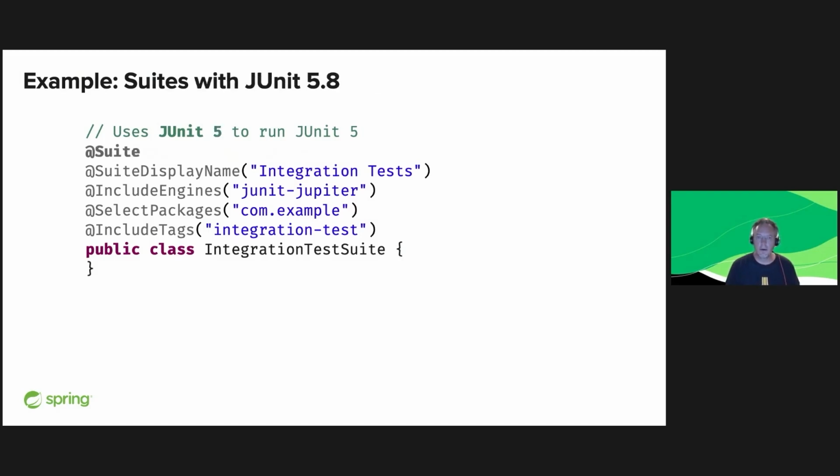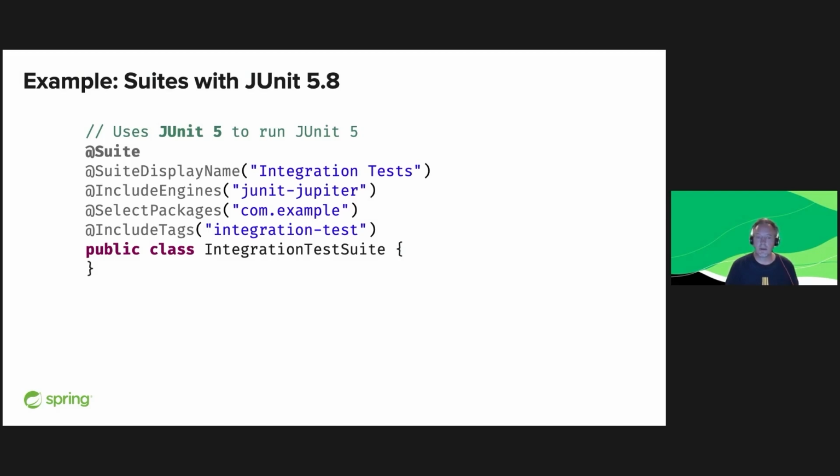And now with JUnit 5.8, you just switch that out with this new @Suite annotation, and then you continue to use the same annotations you're using before, or some of these new ones I mentioned before, and that will now run using this new suite test engine.